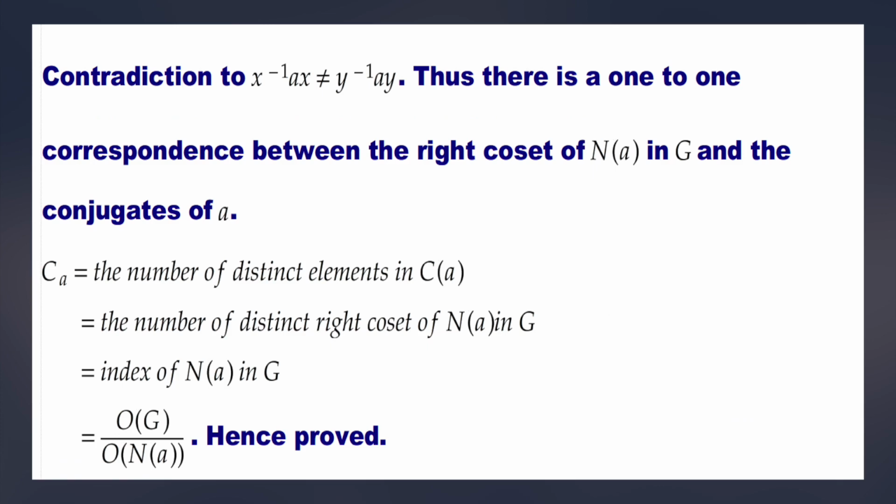Thus, there is a one-to-one correspondence between the right cosets of the normalizer of A in G and the conjugates of A. We know that C(A) is equal to the number of distinct elements in the conjugacy class of A, which is equal to the number of distinct right cosets of the normalizer of A in G, which is the index of the normalizer of A in G, equal to order of G divided by order of N(A). Hence, it is proved.